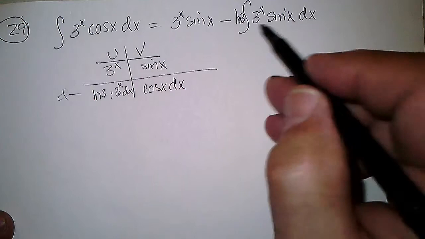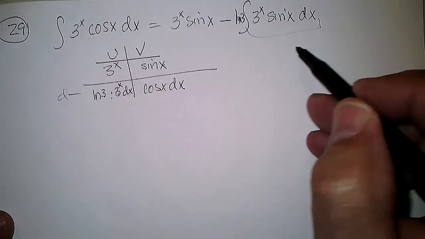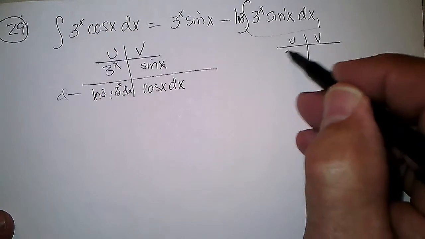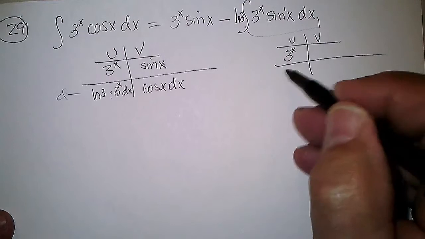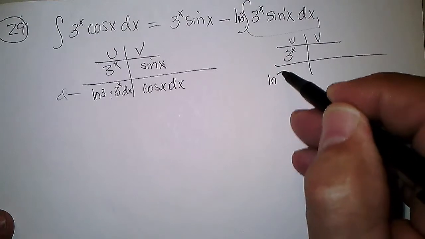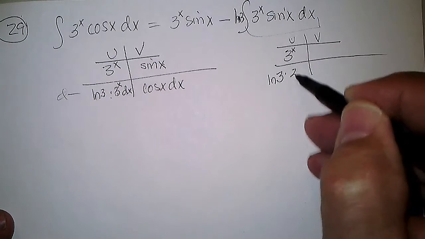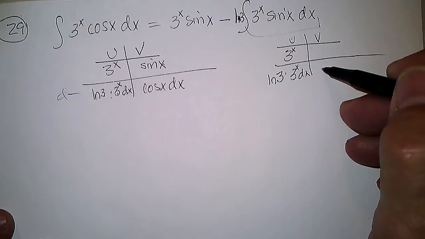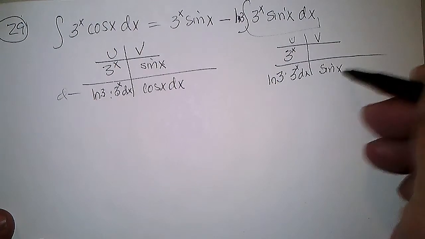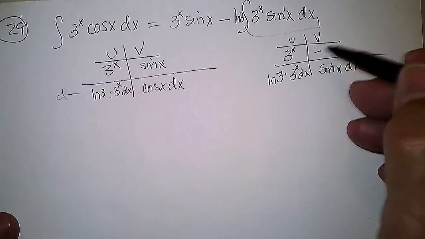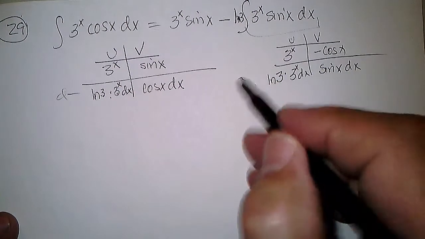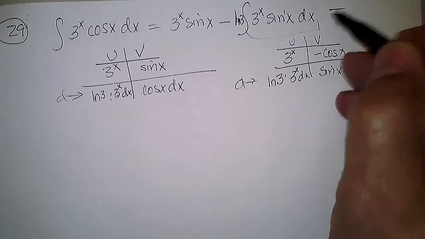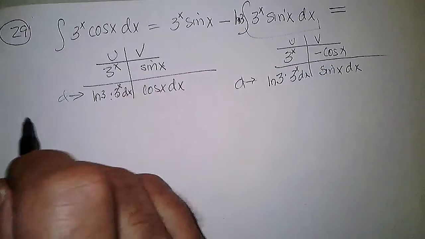And so now I'm going to do the uv again for this thing. If I let u be 3 to the x again, du would be ln 3 times 3 to the x dx. And if I let dv be sine of x dx, v would be negative cosine x. The derivatives are in my second row here. So now we get what we started with.